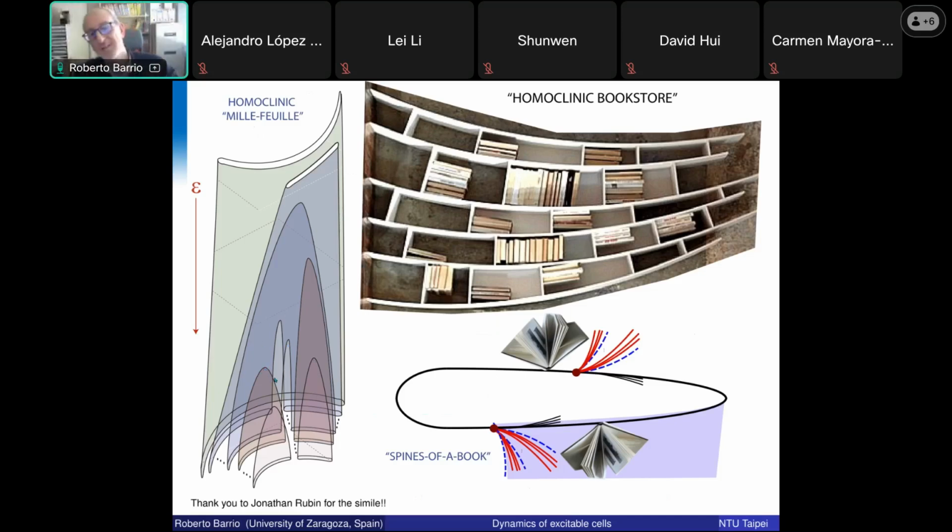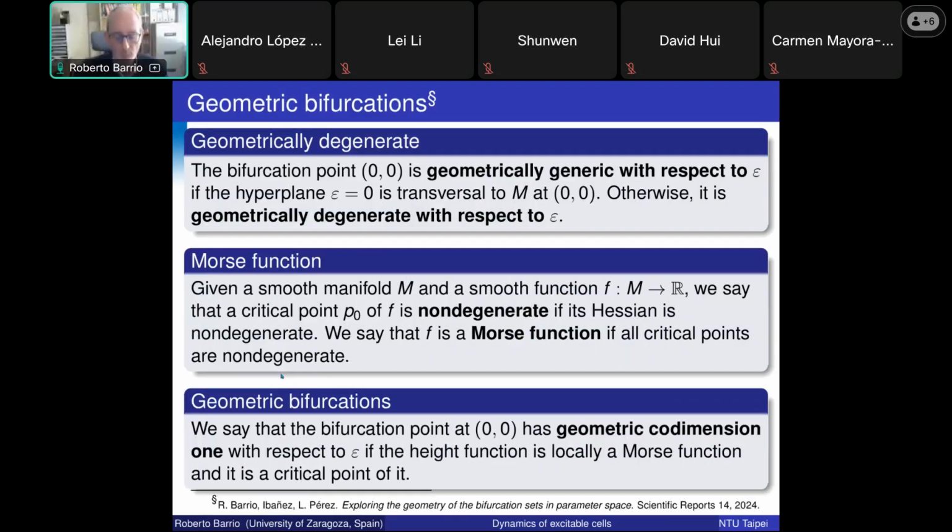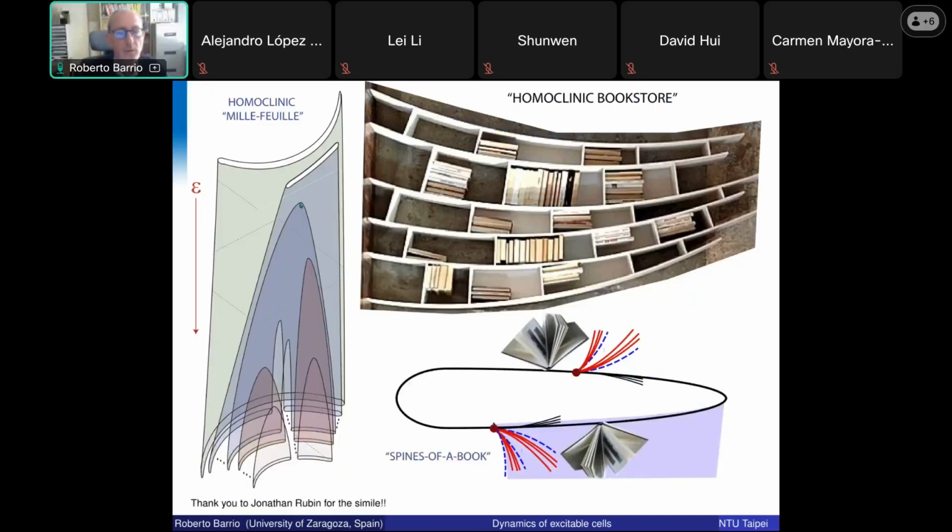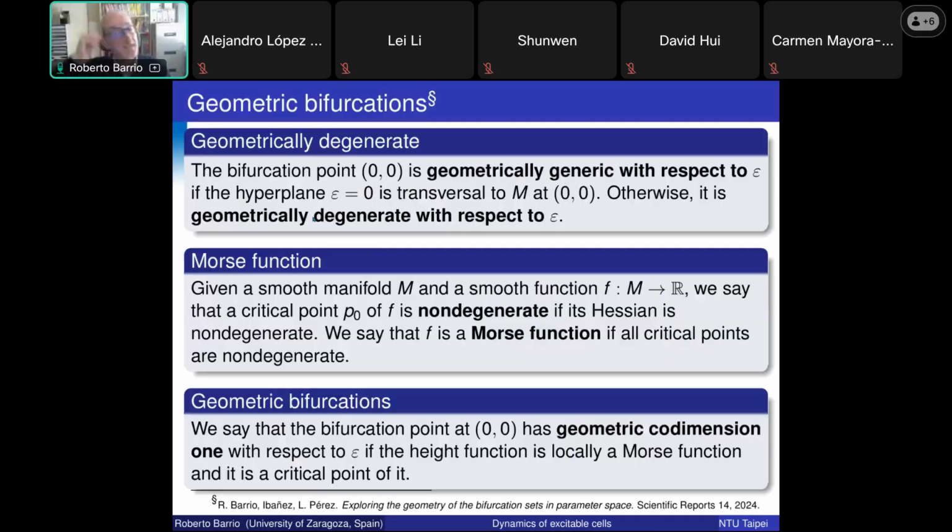So we want now to classify this, because why not? So we enter in something that we recently call geometric bifurcation. In fact, it's not a topological bifurcation. In that case, it's just a way to explain why you observe the dynamics changes, but it's not a topological bifurcation. Okay, so in this case, we take Morse functions.